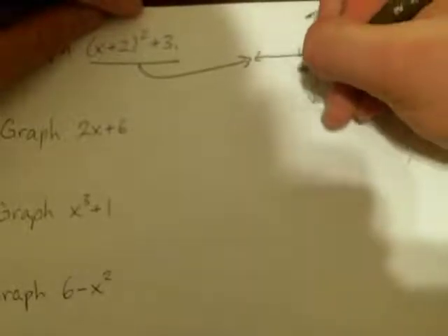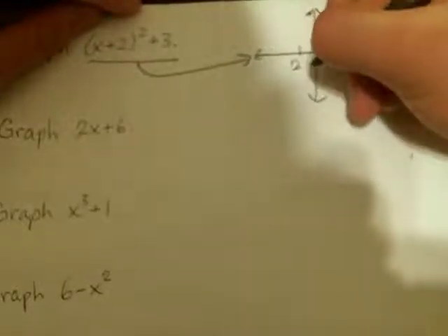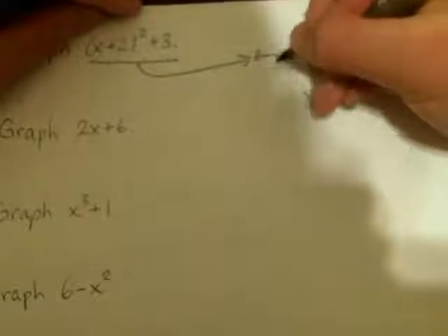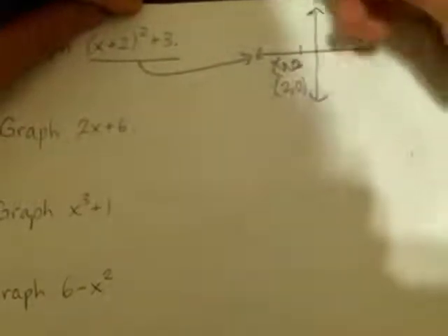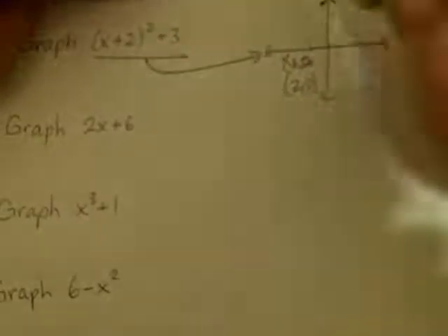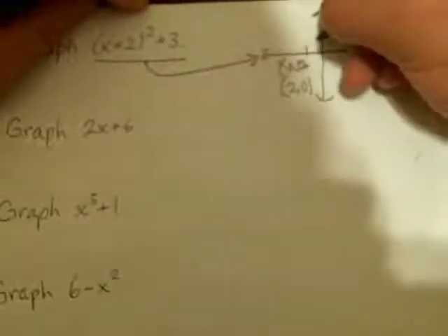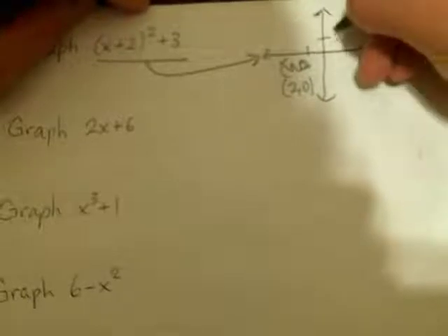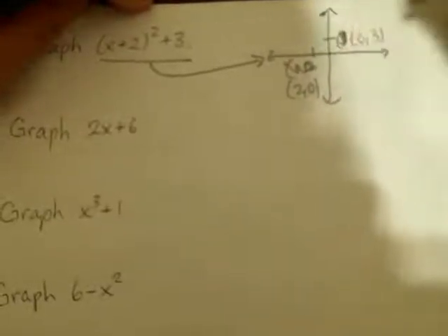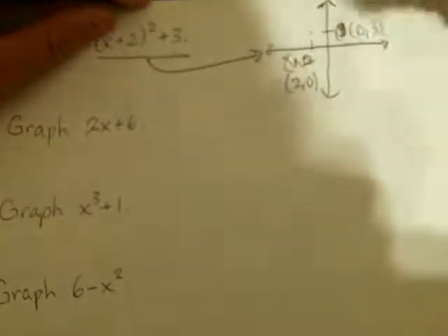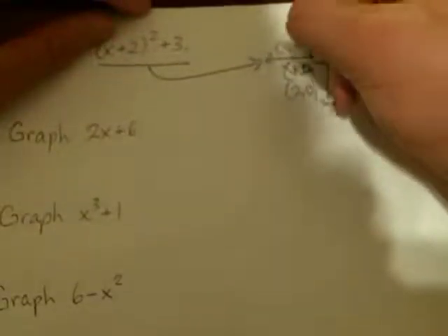So this would be 2. Here, 2, 0. And we also have plus 3, so we would have 3 here. 0, 3. So we would have the vertex at 2, 3.